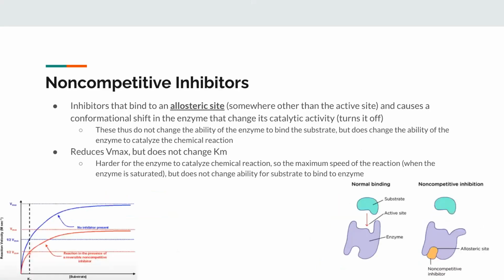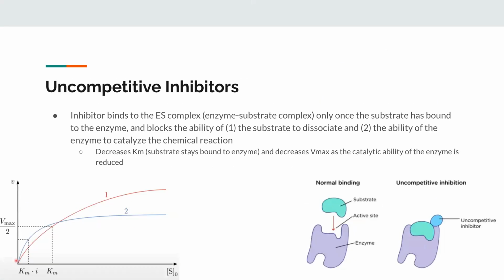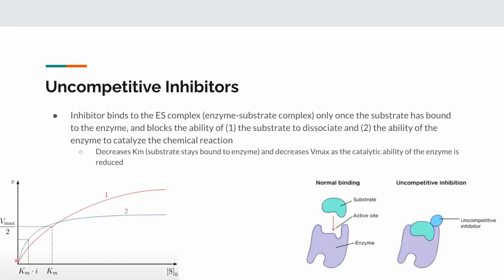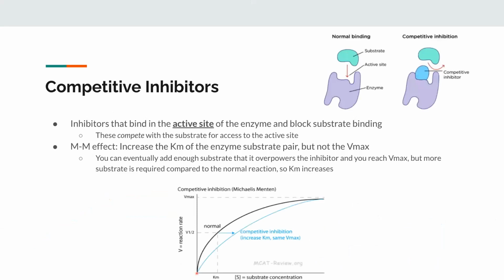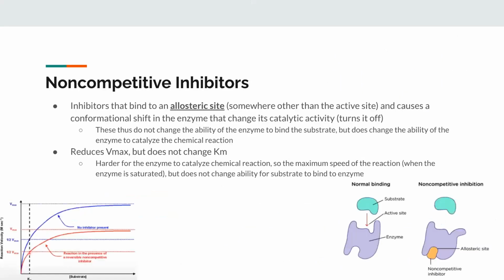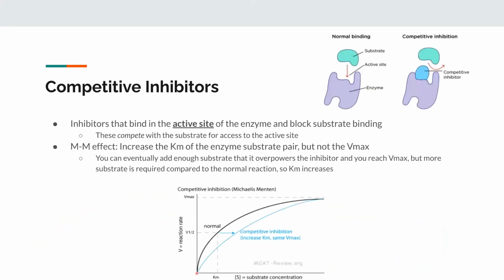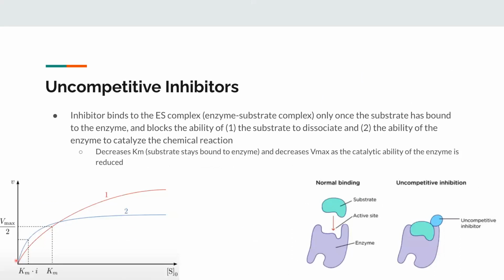So just to recap. Competitive means an increase in the Km, no change to the Vmax. Non-competitive means a decrease in the Vmax, no change to the Km. Uncompetitive is a decrease to the Km and a decrease in the Vmax, right? It's important to recognize that this is a decrease in Km instead of an increase in Km, because competitive has an increase in Km, but uncompetitive has a decrease in Km.